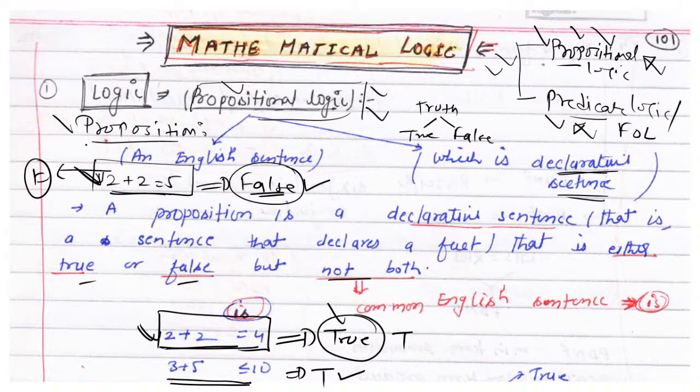It is proposition. It is nothing but a statement that is either true or it is false, but it cannot be both. Okay, so that is the definition of proposition, and it is basically declaring a fact.